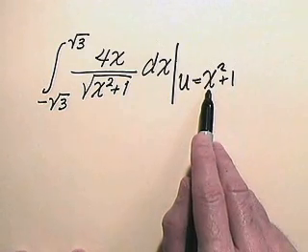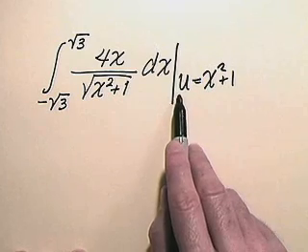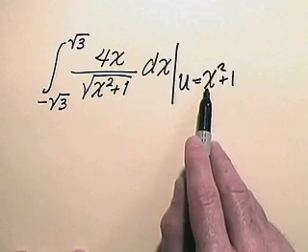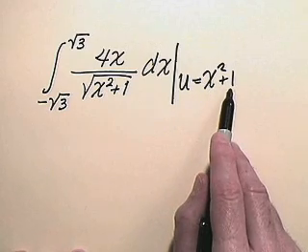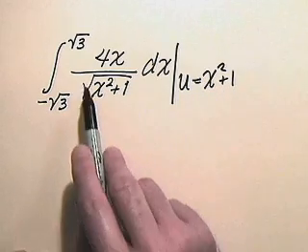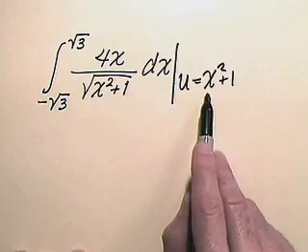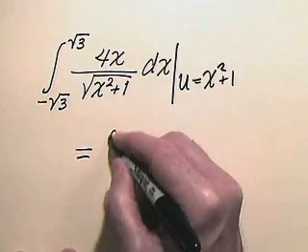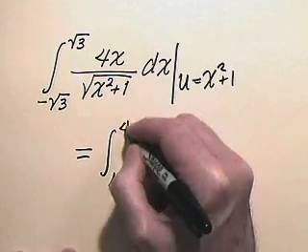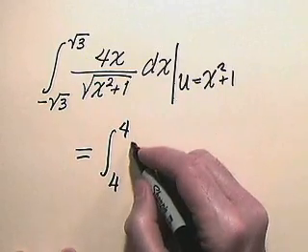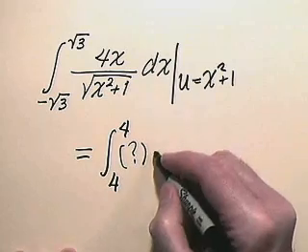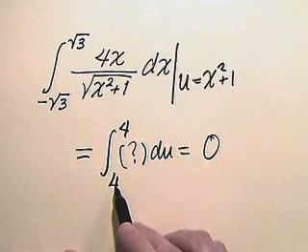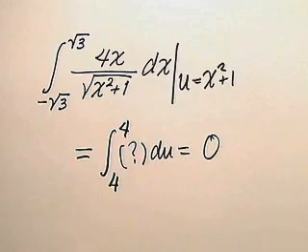When x is negative root 3, u is negative root 3 quantity squared, well, that's 3, plus 1, which is 4. On the other hand, when x is positive root 3, we get the same thing, 4. And so our new limits of integration are 4 to 4. And here, without even working it out, we know that's 0 because the lower limit and the upper limit are the same.